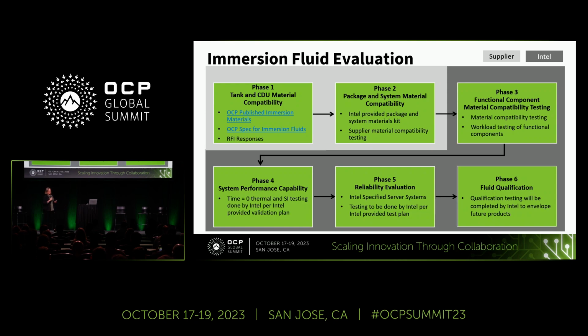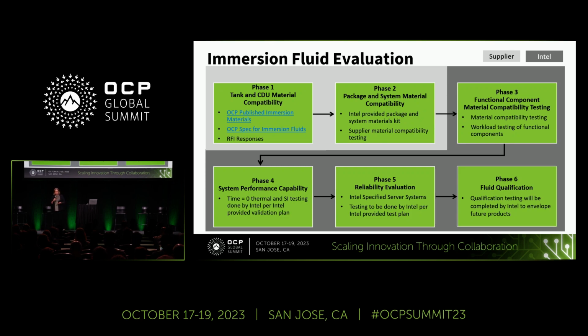Functional components, when I say that, I mean systems like SSDs and DIMMs. And phase 4 is system performance capability. So this is where it comes in: how well does this immersion fluid cool the high power components, as well as ensuring through signal integrity testing that you're basically going to get the performance that you want.